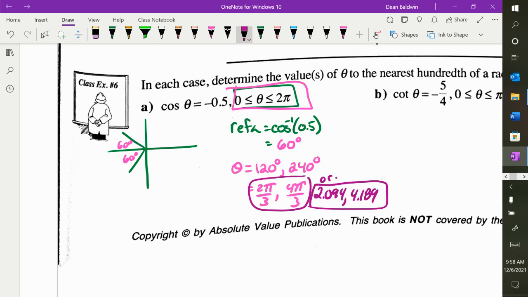I don't care what you give me on a test. If I say give me the answer in rads, as long as it's one of these, written either way like this, that's fine. You'll get full marks. If it's written like this, you're not going to get full marks. Okay? So make sure you know how to convert to radians.